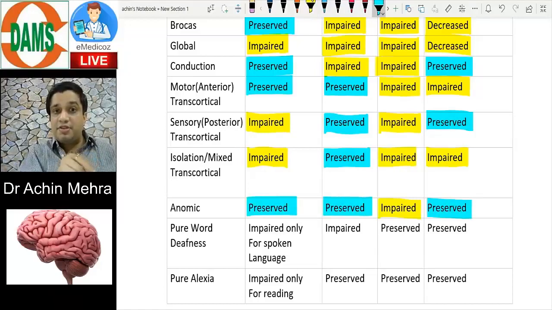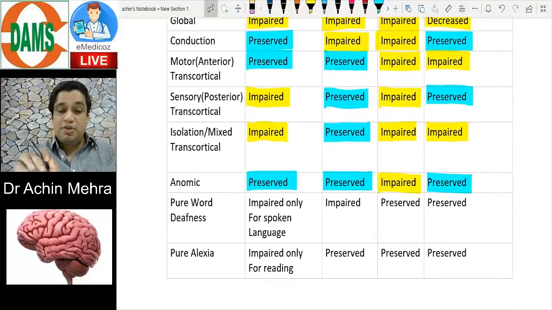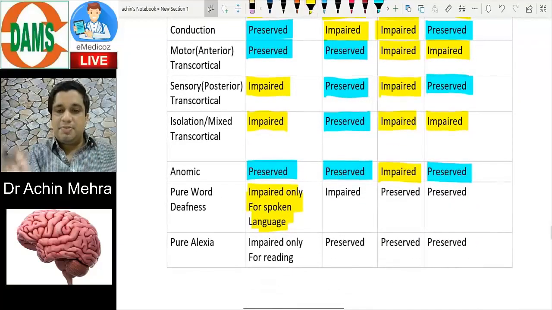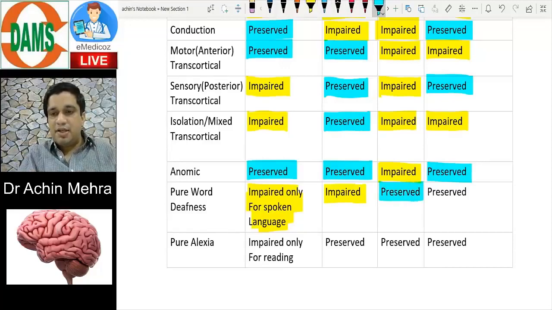Pure word deafness, in the question that we have seen, they're impaired only for the spoken language. Yes. Okay. So if they have impairment in understanding a spoken language, obviously the repetition will be impaired in them. While the naming, which happens through the visual pathway, is preserved and the Broca's area is working, so the fluency is also preserved.